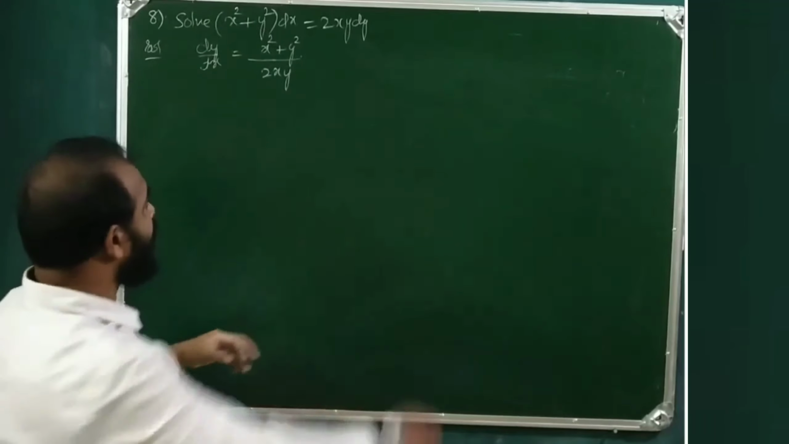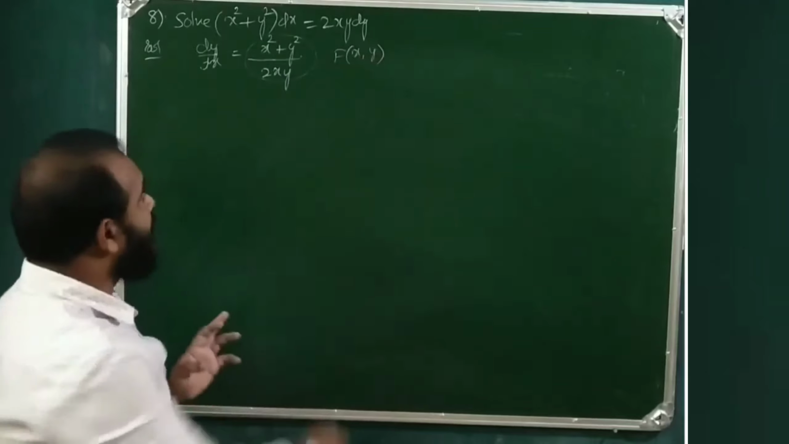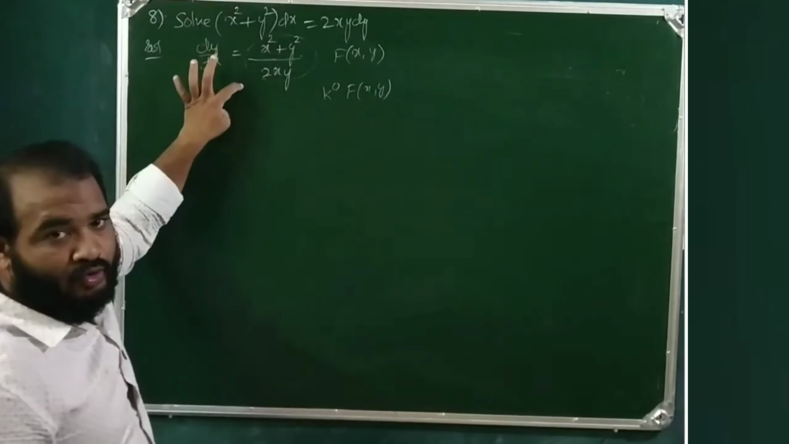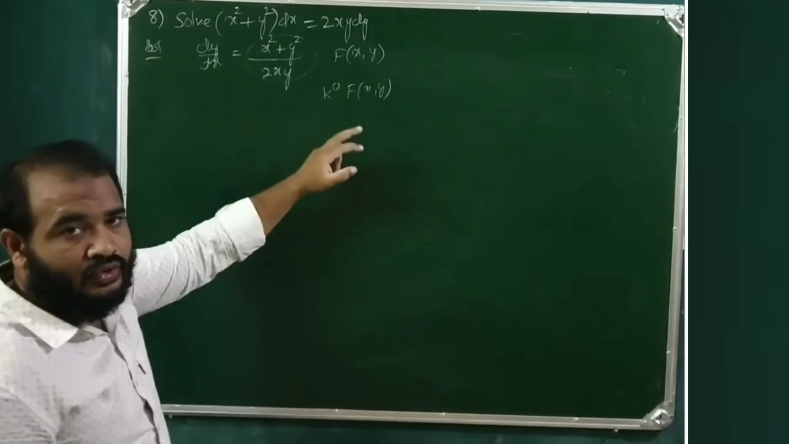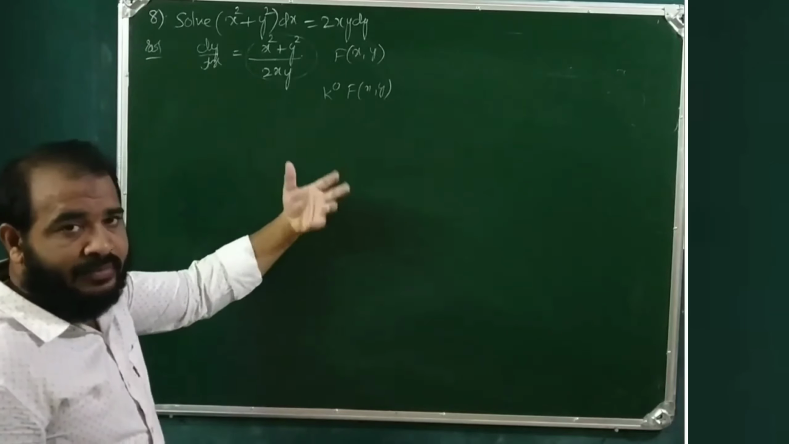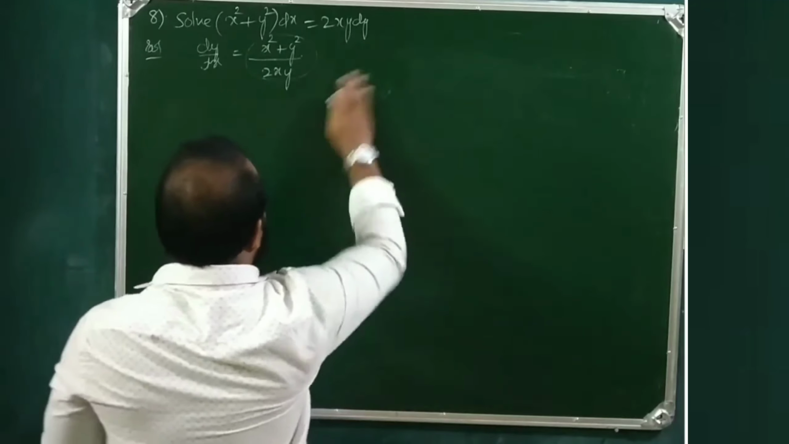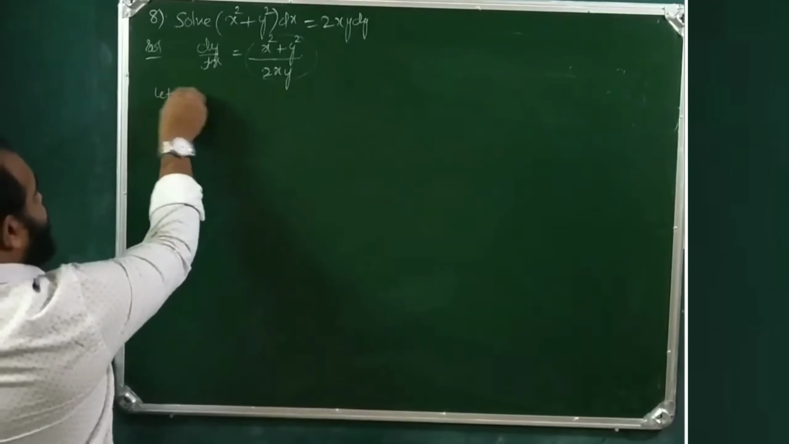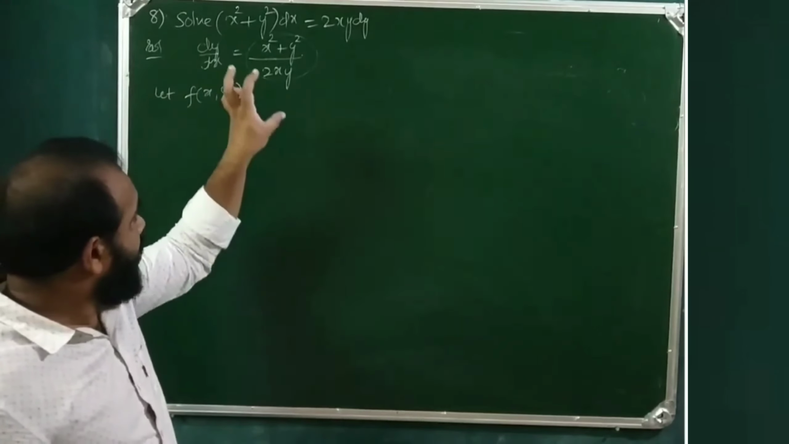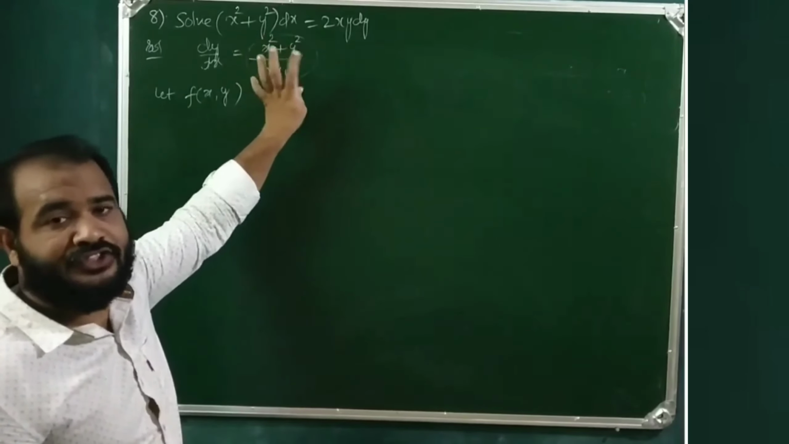To be more specific, if we consider this to be f of x, y, then k power 0 into f of x, y we can write. How? k power 2 by k power 2, same degree. So k square by k square gets cancelled. That case can be written as k power 0 into f of x, y. So let us say that this is a homogeneous differential equation.